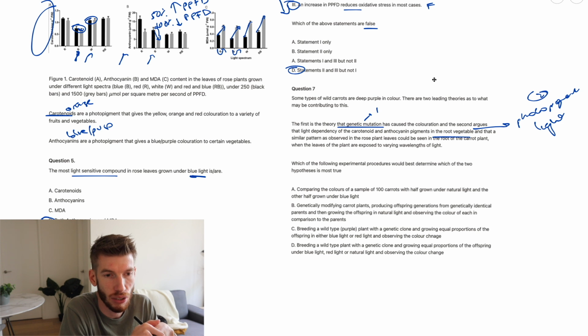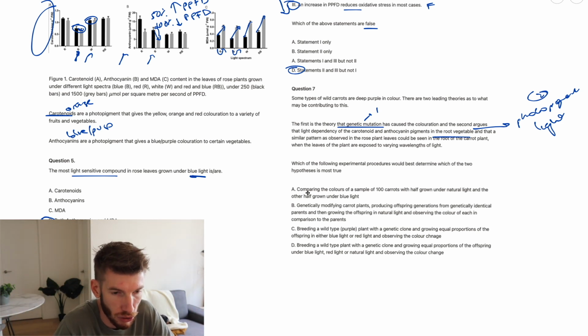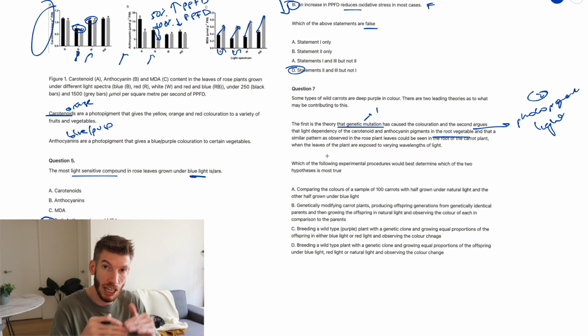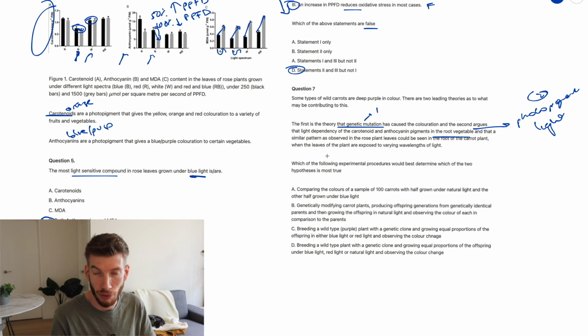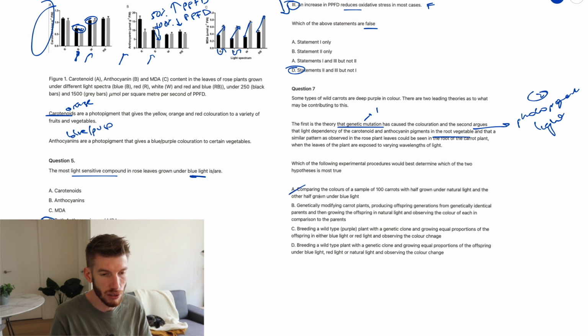So here we're testing whether it's genetics or light sensitivity of photopigments. So, comparing the colors of a sample of 100 carrots with half grown under natural light and the other half grown under blue light. It already seems very simple. There's no mention of genetic controls, so we don't know whether we have a genetic mutation underlying there as well. So we wouldn't know if the change in the coloration of the plant is actually due to genetics or due to the light sensitivities. So that one already doesn't look very good.